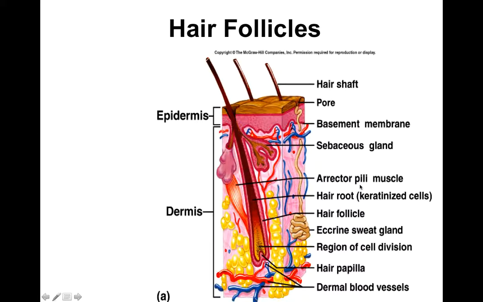Finally, this erector pili muscle. The erector pili muscle is what contracts to allow the hair to stand up on end. So when you have the hair stand up on the back of your neck, it's the erector pili muscle pulling. It also helps create those goosebumps.